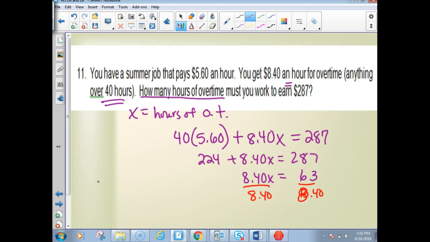I don't know why I wrote that. She, he, or you need to work 7.5 hours overtime. And if you write 7.5, that's fine. But would you say that to your friend? If you're telling your friend how many hours overtime you work, what would you say? 7.5, yeah. So I wrote 7.5.